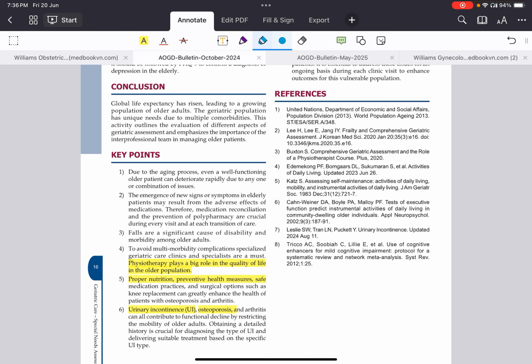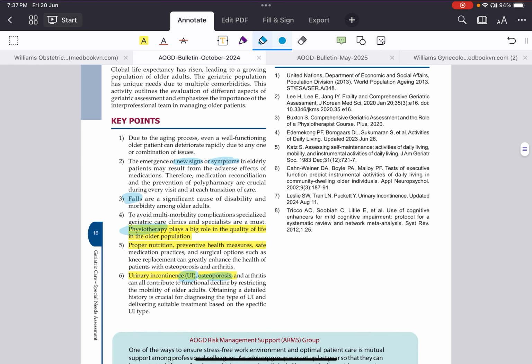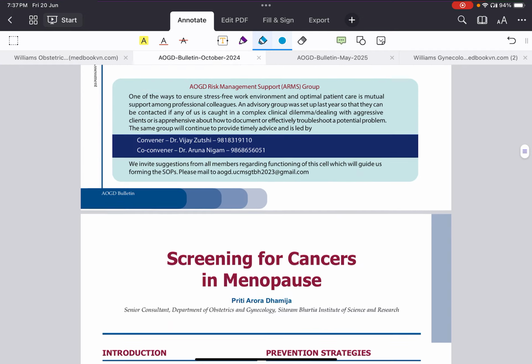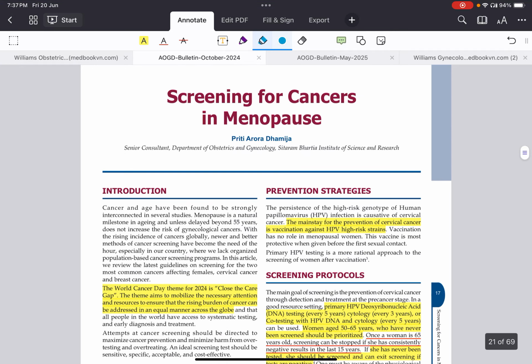During the aging process, older patients deteriorate rapidly. So new signs or any symptoms in an elderly patient should be taken as important. Falls are a significant cause of disability, and to avoid multimorbidity, physiotherapy plays an important role. Proper nutrition and preventive health measures should be taken. Urinary incontinence should be addressed, and an osteoporosis checkup should be done.